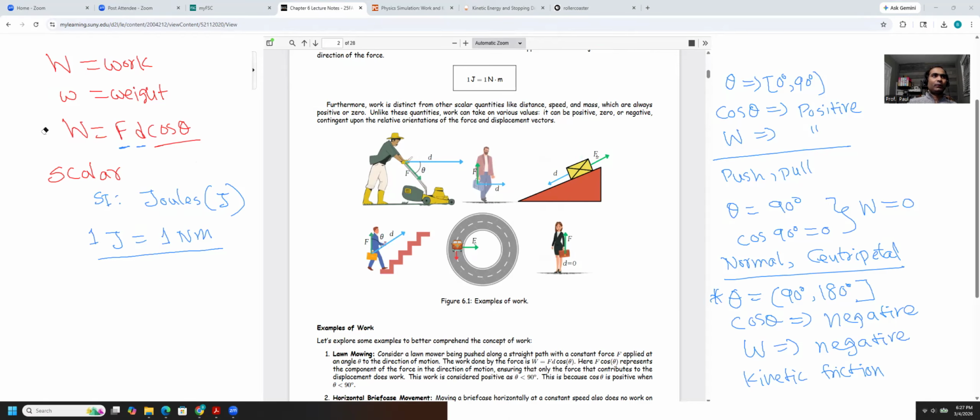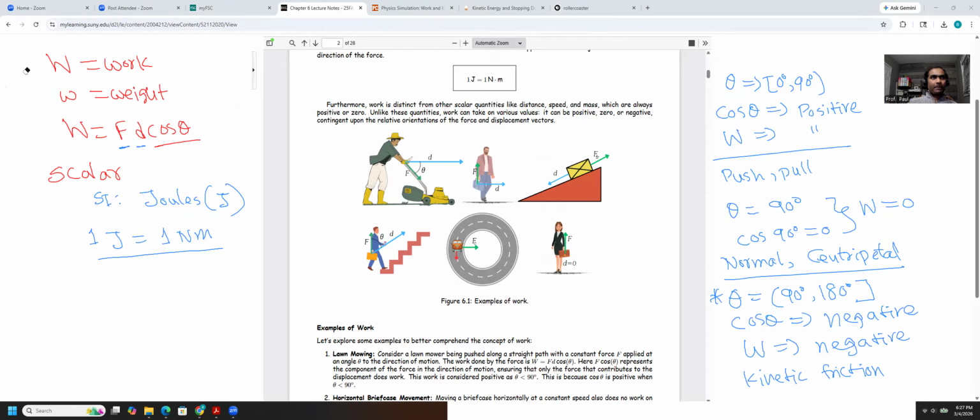All right. Normal force. You know, the normal force is this one, right? So here you see the normal force and the displacement are perpendicular to each other, right? So normal force does, sorry, zero work, no work. Kinetic friction does negative work. Normal force does no work. Okay. All right.